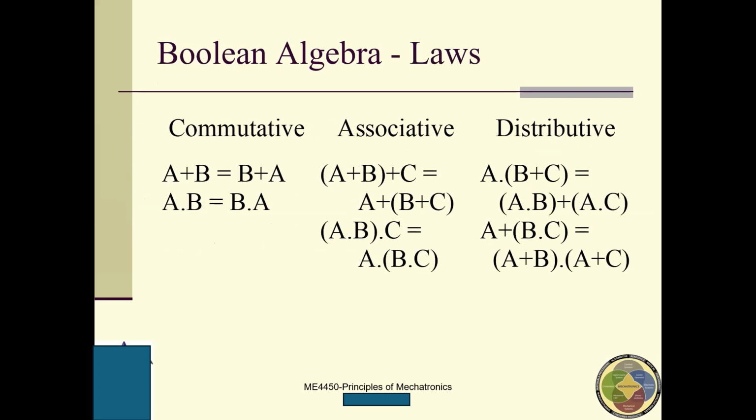Commutative: you can switch the order. A plus B equals B plus A, A OR B equals B OR A, and A AND B equals B AND A. Then associative, with parentheses: A plus B plus C, you can group them together in any order, and also A and B and C. Then distributive: A and parentheses B plus C equals A and B plus A and C. A plus B and C equals A plus B multiplied by A plus C.